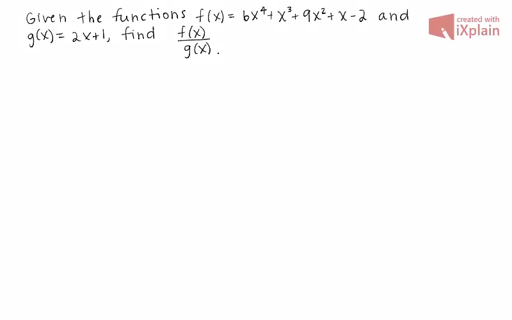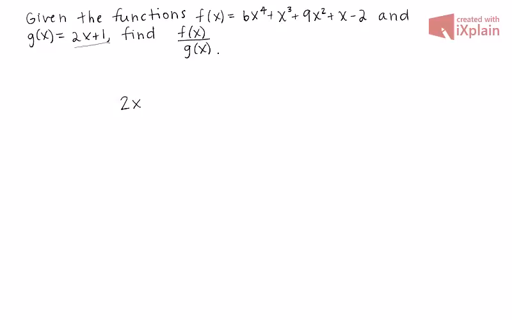For the following problem, it states given the functions f of x equals 6x to the fourth plus x cubed plus 9x squared plus x minus 2 and g of x equals 2x plus 1, find f of x divided by g of x. For this problem, I need to use division. Since my linear factor here is not of the form x minus r, I know that I want to use polynomial long division. So I'm going to set up my problem.